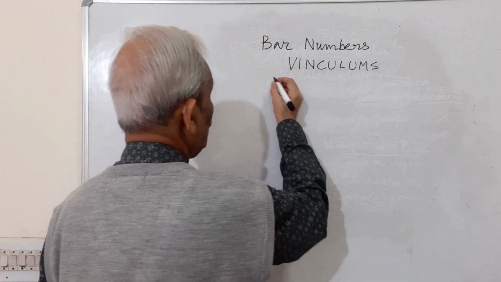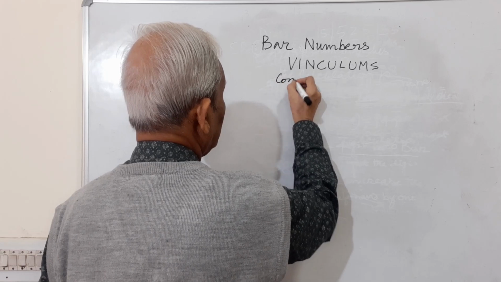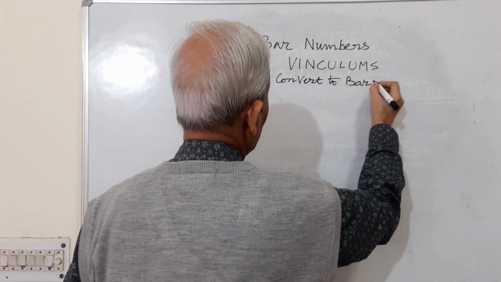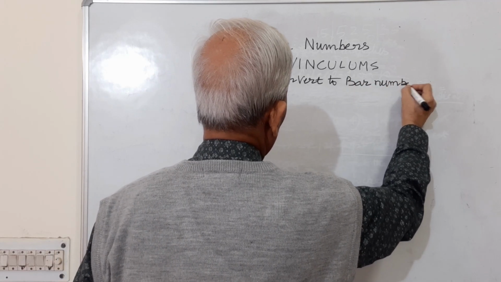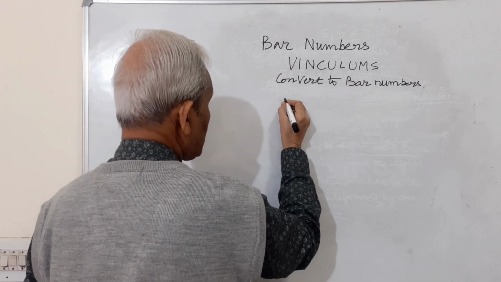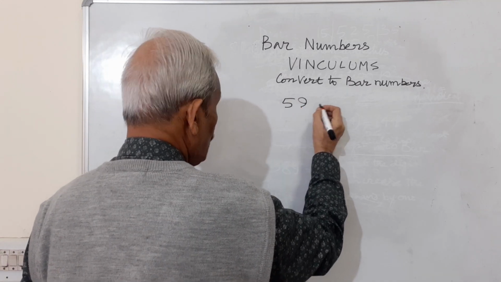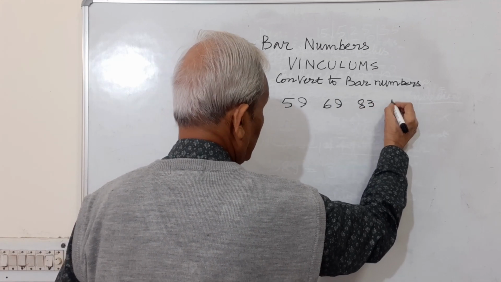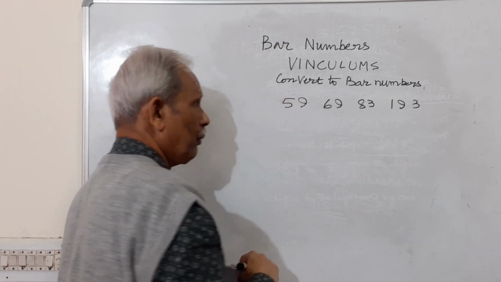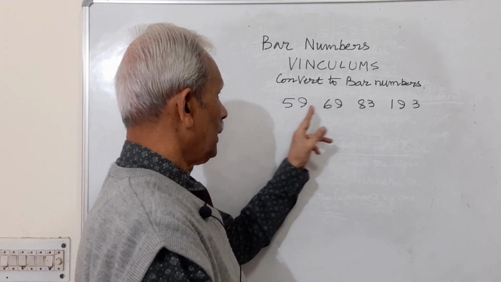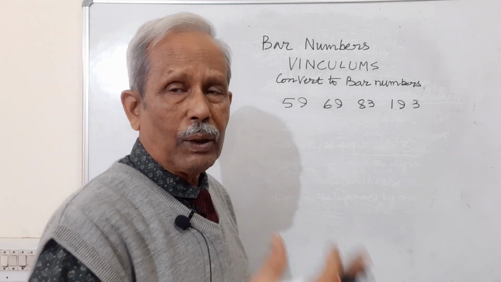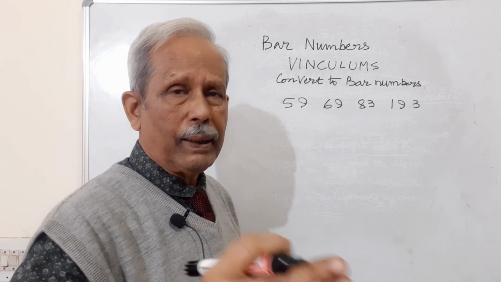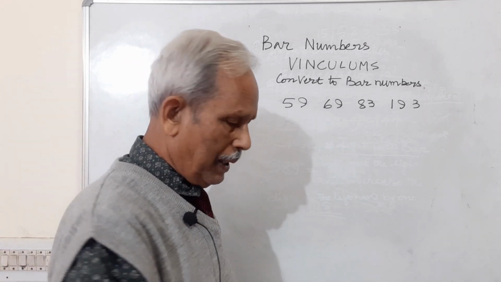Convert the following to bar numbers. I am giving you four exercises which you should do right now. Just do it: 83 and 193. Here I am proposing that you convert the last digits into a vinculum or bar number. So just do it. Give a pause, do it, then you come back and I'll explain it, right?